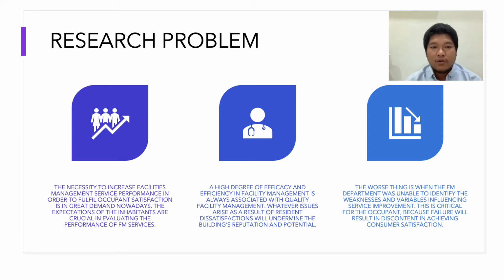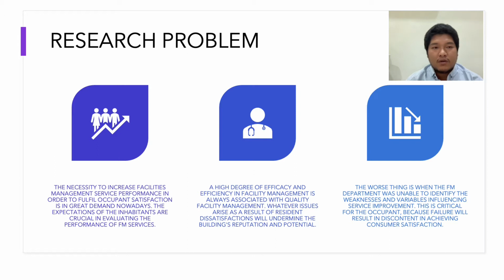The second problem is that a high degree of efficacy and efficiency in facility management is always associated with quality facility management. Whatever issue arises as a result of resident dissatisfaction will undermine the building's reputation and potential. FM and quality are one. They cannot be separated. Quality is very important not just for FM works only, but for other sectors as well. But in this dissertation, we will discuss the FM scope.